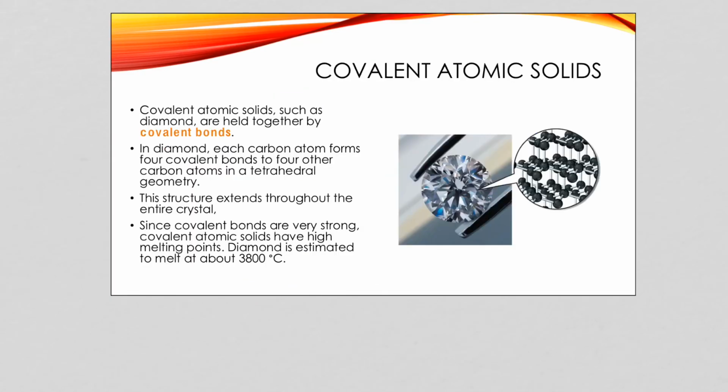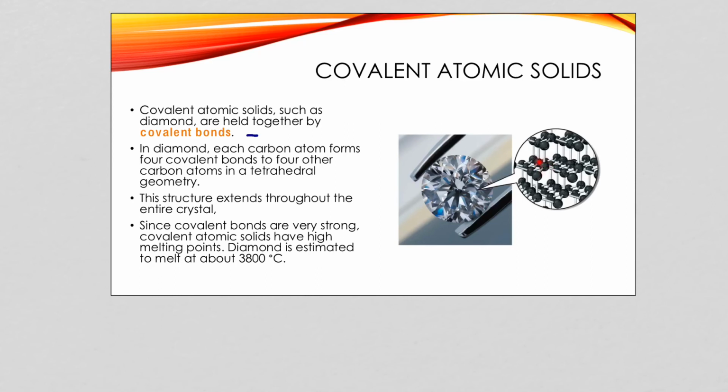So let's turn our attention to these covalent atomic solids. The classic example, or the most well-known example here, is diamond, right? Covalent atomic solids are held together by covalent bonds. So just like we saw with an ionic solid before, they're held together by bonds, in this case covalent bonds. And if you look at the structure of diamond, each carbon atom is covalently bonded to 4 other carbon atoms in a tetrahedron shape.